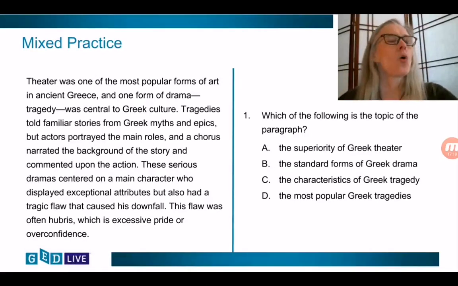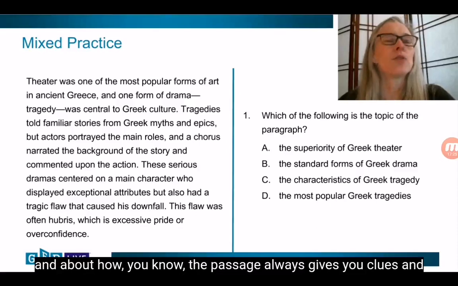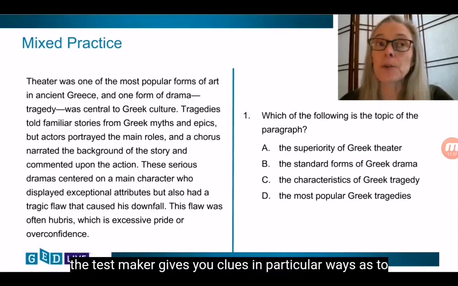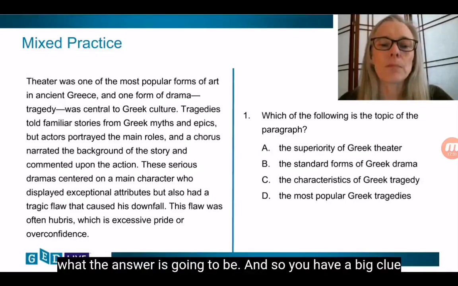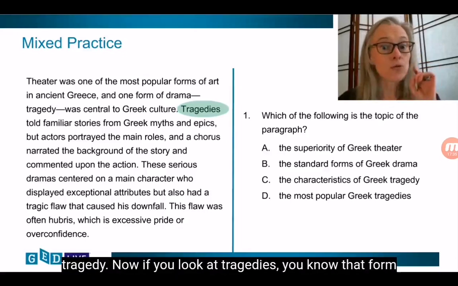Well, again, it's really important here. And we want you to think about how the passage always gives you clues, and the test maker gives you clues in particular ways as to what the answer is going to be. And so you have a big clue right up in the beginning of this passage that this is about tragedy.